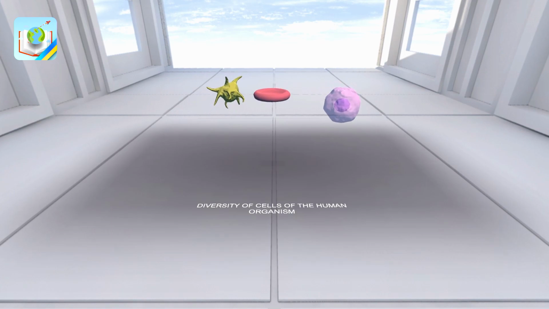Leukocytes are a heterogeneous form of colorless blood cells that consist of cytoplasm and a nucleus. They are formed in the red bone marrow. Leukocytes perform protective, excretory, and nutritional functions. Next come the most active cells, muscle cells.